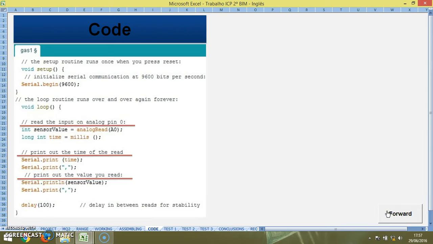Code. For the LPG detection tests, the following code was written and implemented in the Arduino software to obtain results from the sensor along the tests, where we read the data acquired by the analog pin A0, and these values are printed with the time that the reading took place.